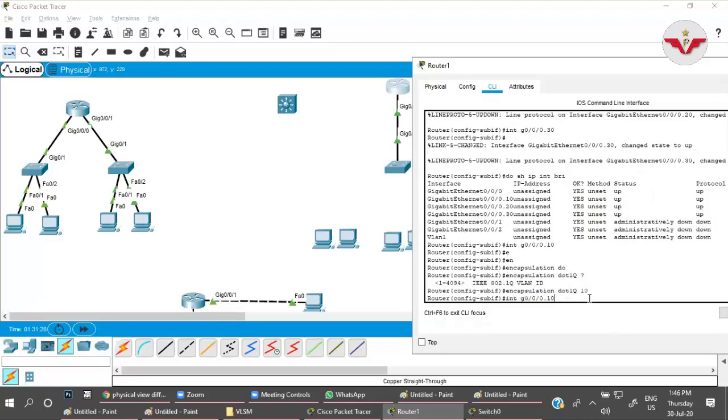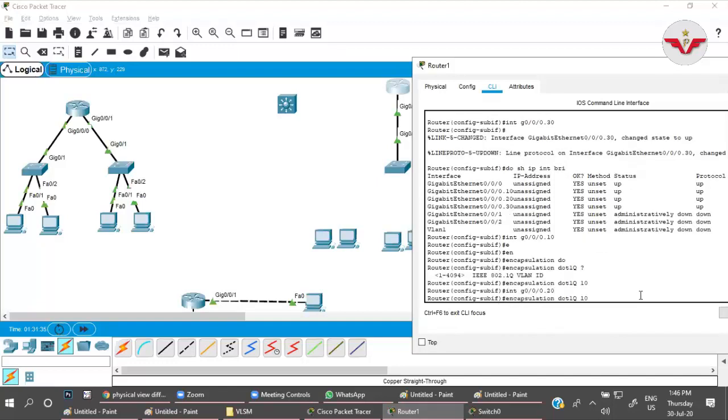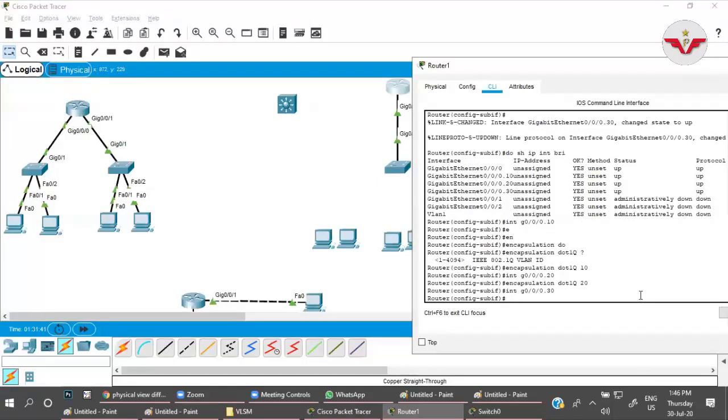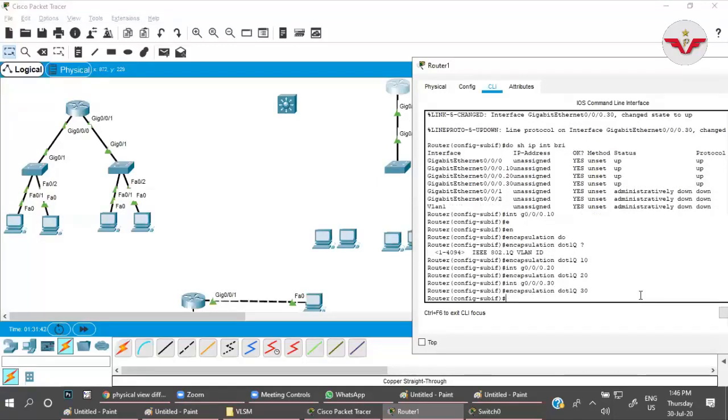Done. The second interface, int g0/0.20, encapsulation dot1q 20, and the third sub interface was for VLAN 30. Done. Everything is done now. The only thing remaining is to provide the IP address and check the connectivity.